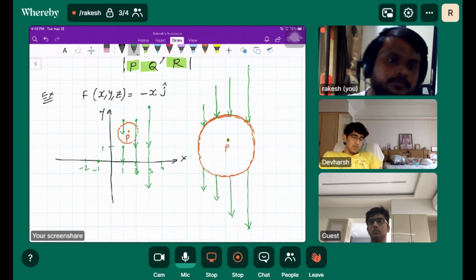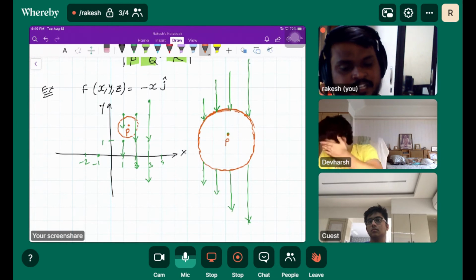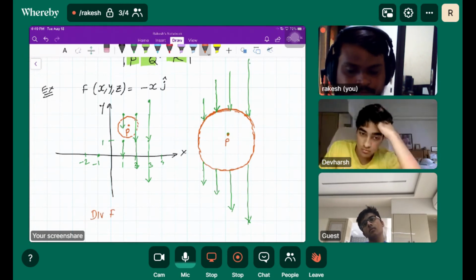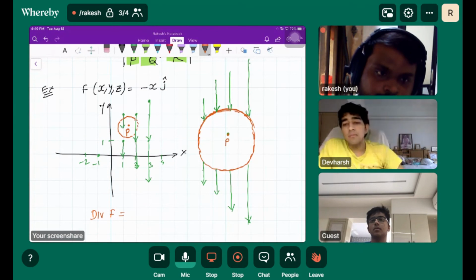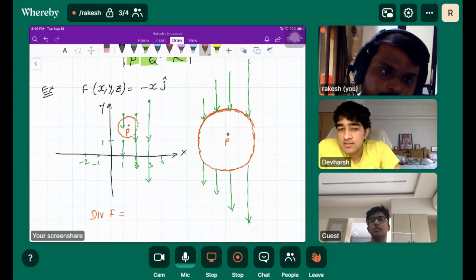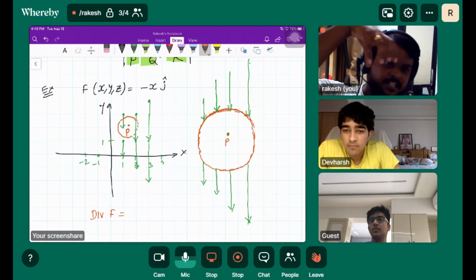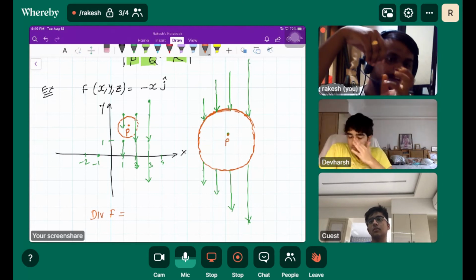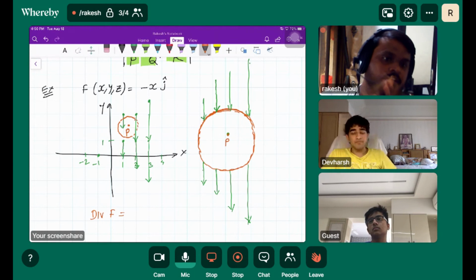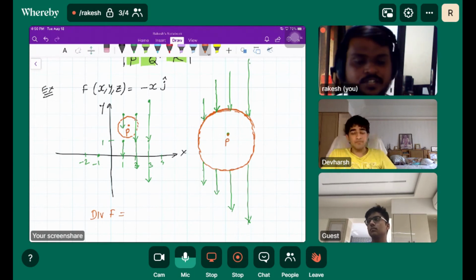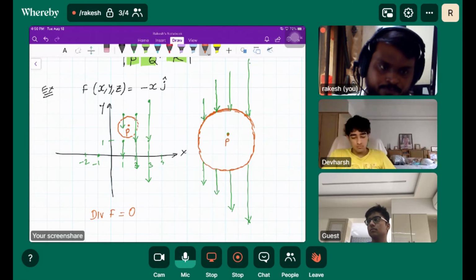Any doubt? Okay. So what should be the divergence? Any guess here? Zero. Why zero? Because the amount of vector entering the neighborhood around point P is the same as the amount of vector leaving it. There is no gain or loss of fluid around point P. So the divergence has to be zero. We'll prove it. That is what logic says here. The divergence is going to be zero.